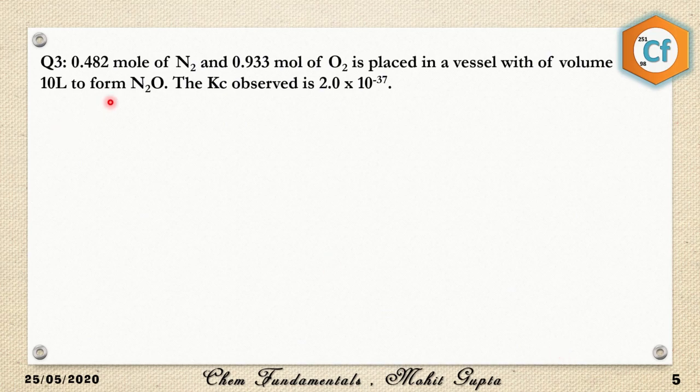Let's take one more example. This is a little different example. I have taken 0.482 moles of N2 and 0.933 moles of O2, and both are placed in a vessel with a volume of 10 liter. See here what you have given, you haven't given the concentration, you have given the moles and the total volume. So you have to find out the molarity first, and at the end the value of Kc is 2.0 into 10 to the minus 37.